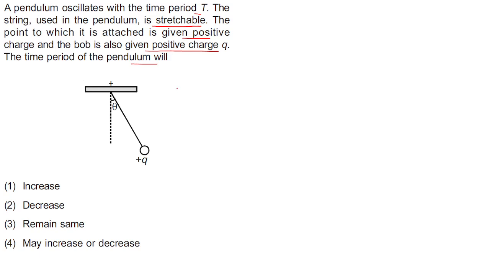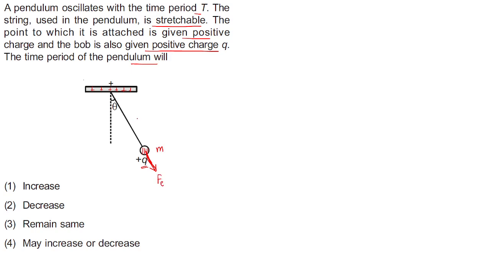So here the pendulum is not an ordinary pendulum. The thing that is different is the bob is given a positive charge as well as the support or the point of suspension is also given a positive charge. Okay, so these two positive charges will repel each other, correct? So as a result, this bob, let the mass of the bob be m, this bob will feel a repulsive force in this direction, correct?